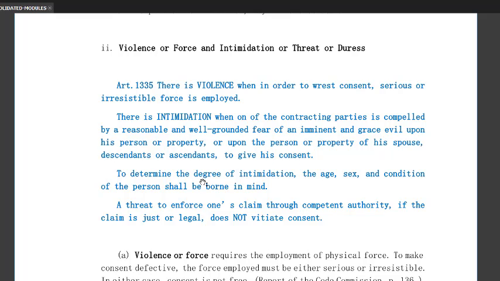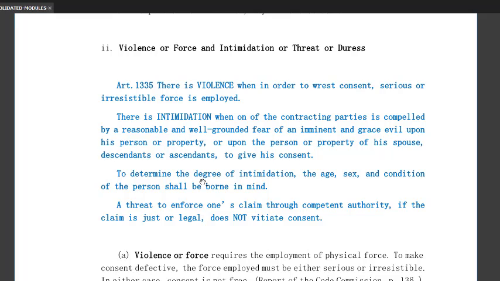Ano'ng example nito? Let's say, for example, I offer to sell to you a diamond ring. And then, when you accept it, ang iyong understanding ay it is a donation, a donation by me, although in my understanding, it is a sale. So nangyayari diyan, sa ating interpretation, wala talagang nagiging meeting of the minds between the parties, kasi wala namang sale. Wala rin namang donation. Therefore, masasabi natin na walang contract. So that falls under 1334.